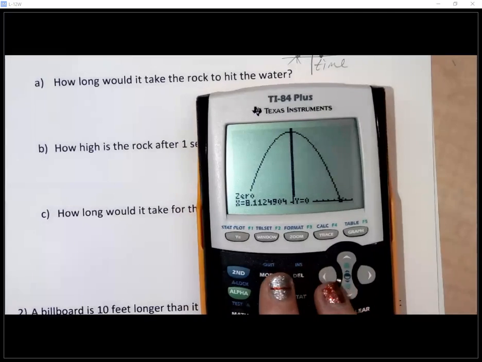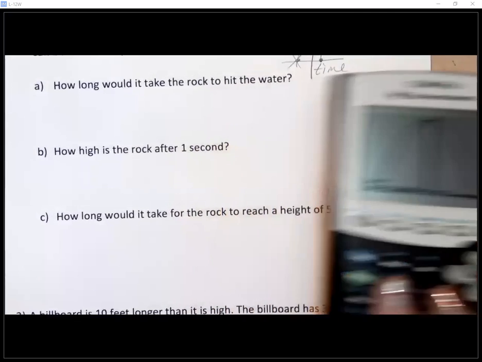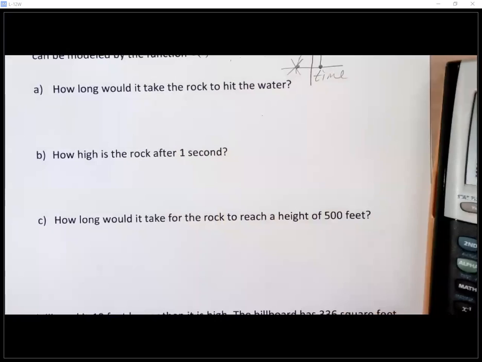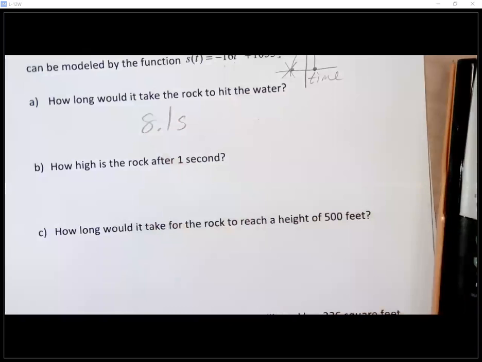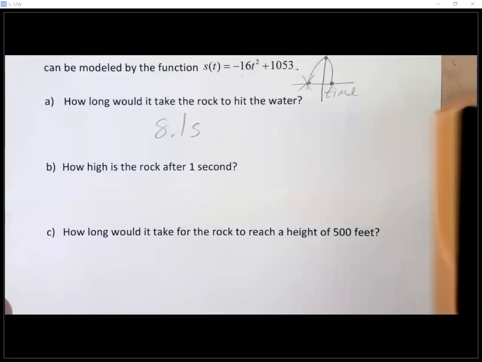So this thing is going to hit the water at about 8.1 seconds. If you think about that for a minute, that's kind of a long time for a rock to be falling, right? So think about how high this bridge must be. It does say it's the highest suspension bridge in the world. So 8 seconds to get all the way down there. That's crazy. No way. All right, how high is the rock after 1 second?